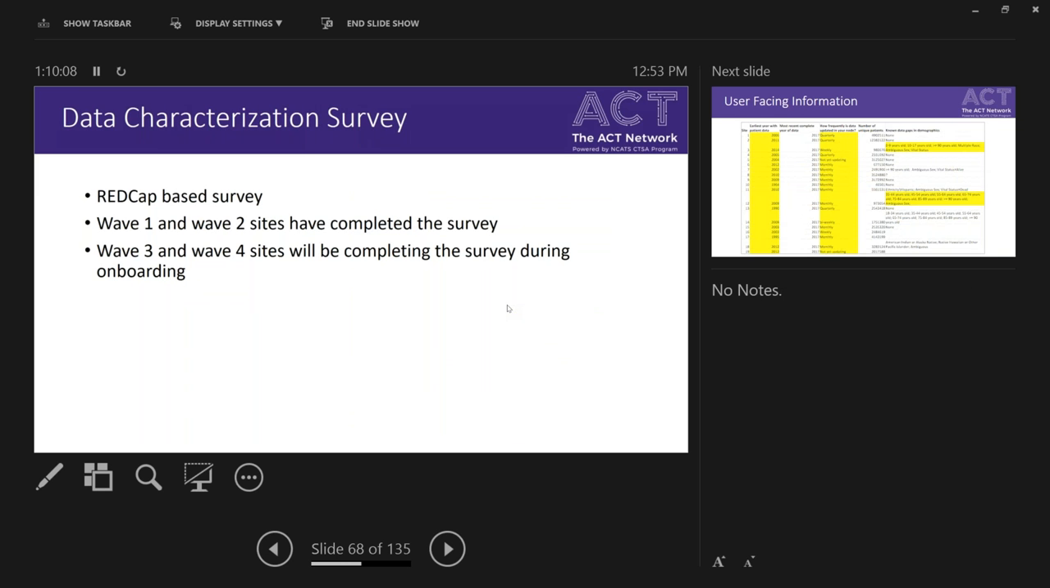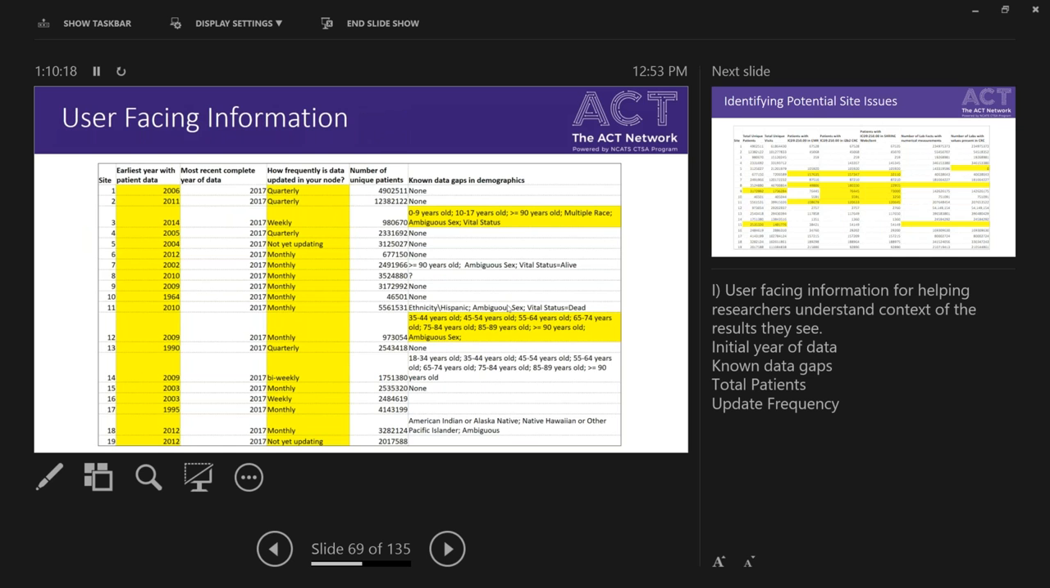So we did the REDCap survey with the wave one and two sites answering the questions, and then we added a bunch more questions and we are submitting it to the wave three sites. Philip did a lot of work on this, and he actually pulled together these spreadsheets. So we're using these for a bunch of different things.